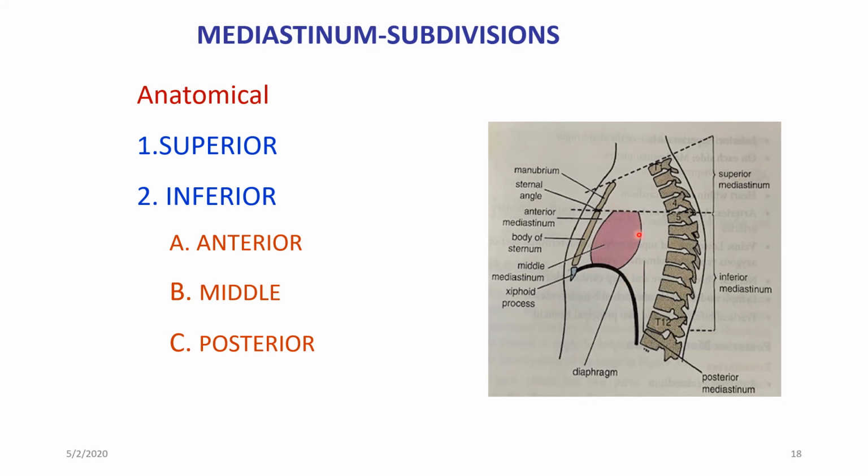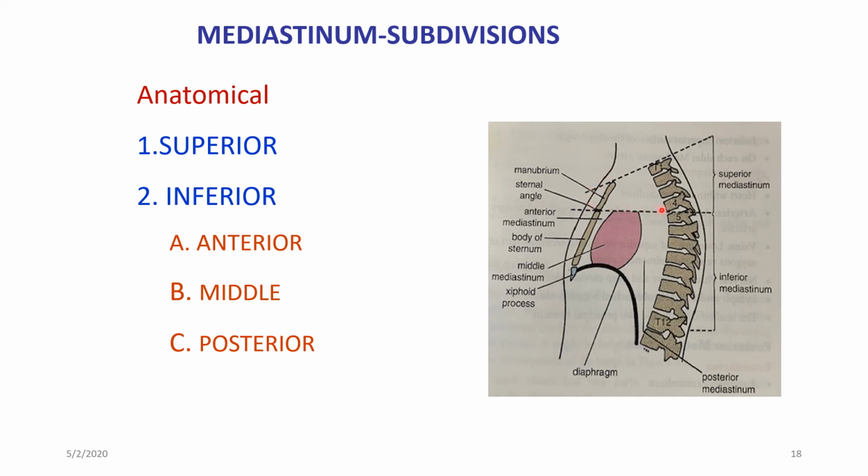There is the middle mediastinum. This is the one having the heart and great vessels coming from it. Then there is the posterior mediastinum, which contains the structures that are coming down from the heart. For example, the descending aorta, and then the esophagus that travels down to enter into the abdominal cavity.